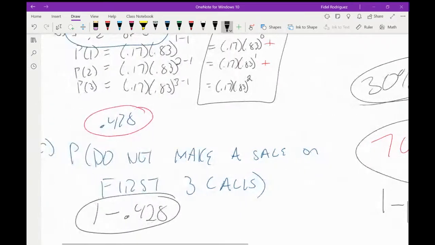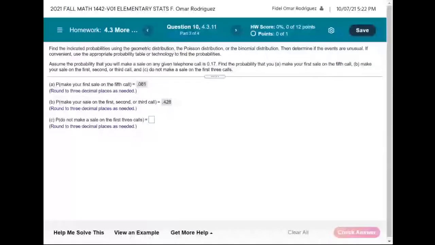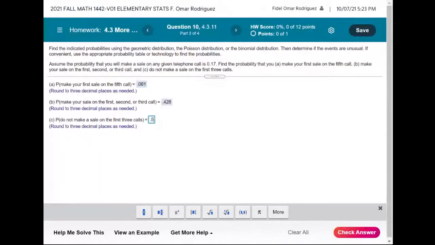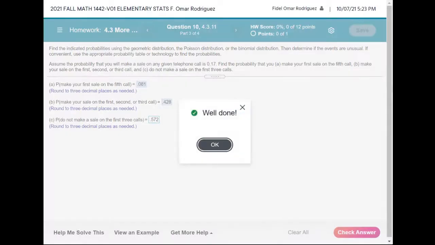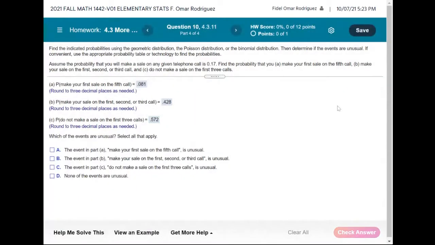So if I know that the probability of me making a sale on those first 3 calls is 0.428, then the probability I'm not is going to be 1 minus whatever that is. So if I take my calculator and I just do 1 minus 0.428, the number I'm coming up with is 0.572. And if I stop sharing this and come back to my screen, right here I would enter 0.572, and I would check it, and we would get it right there. All right, so anywho, that was number 10.